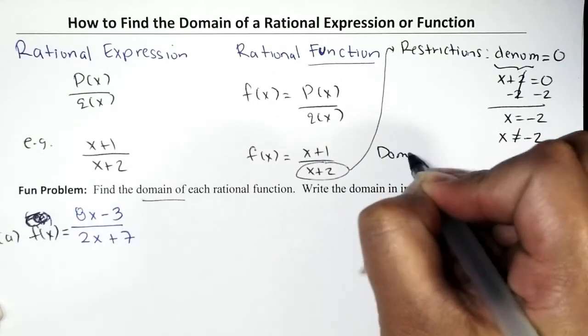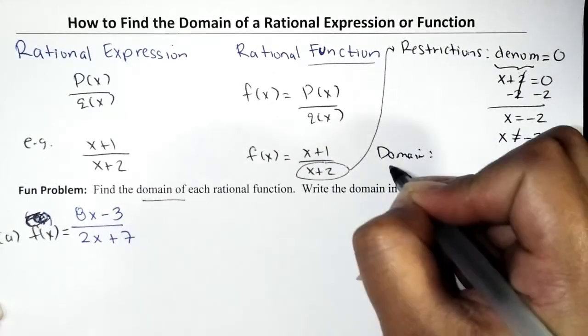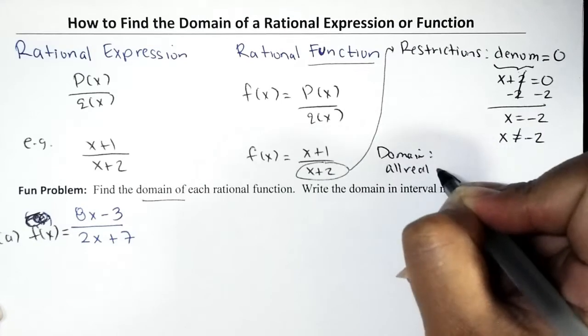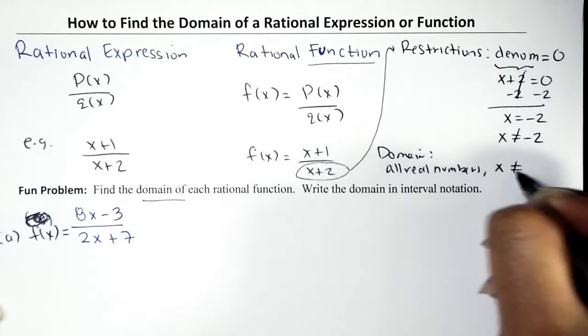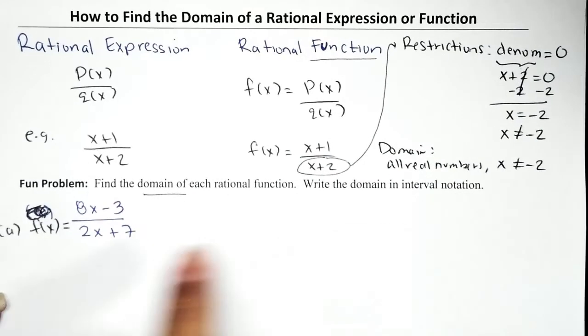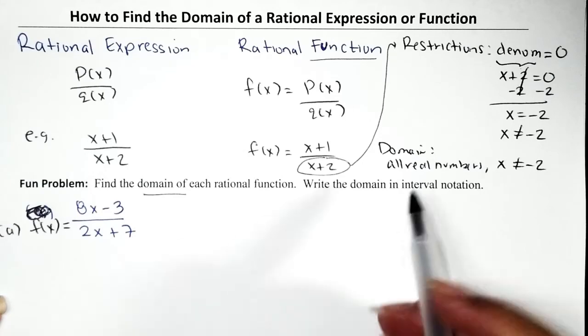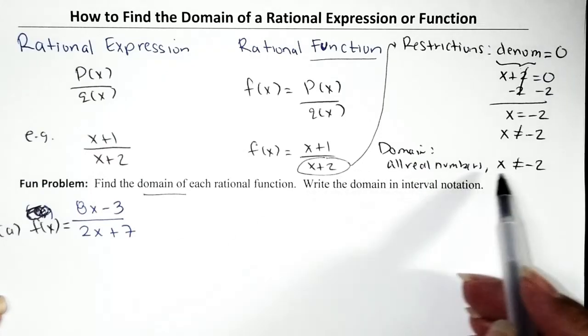I'm going to go ahead and write some words. The domain is going to be all real numbers except for -2. So I'm going to take some space from our exercise area. So what am I going to do? I'm going to graph the entire real number line with the exception of -2.